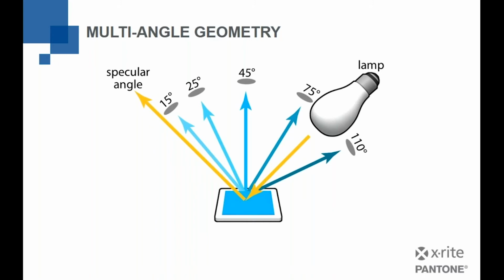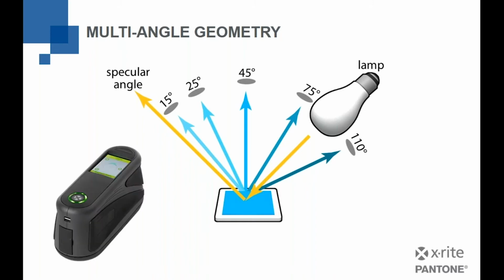So two instruments, the 45-0 and the multi-angle, use focused collimated directional light, and one instrument type, the sphere, uses diffuse illumination. And there's a photo of the multi-angle instrument.